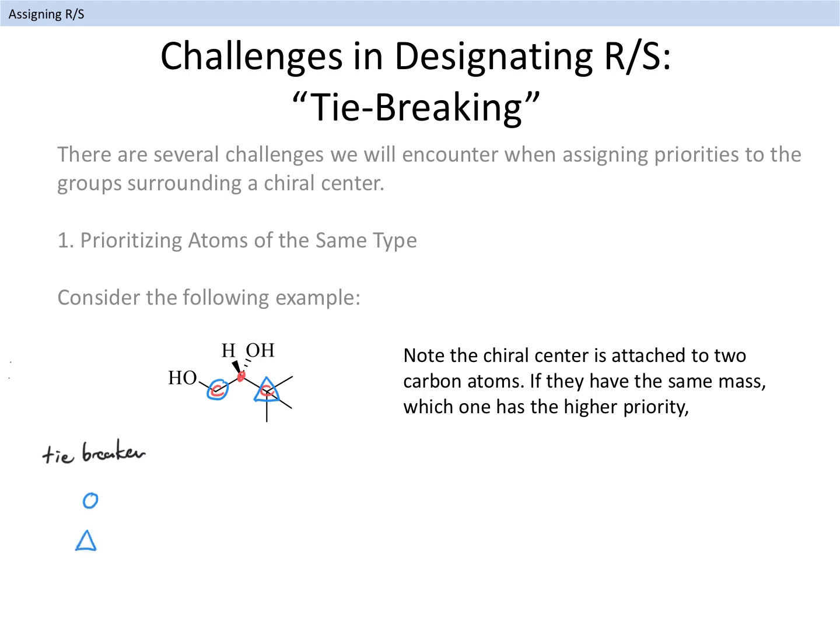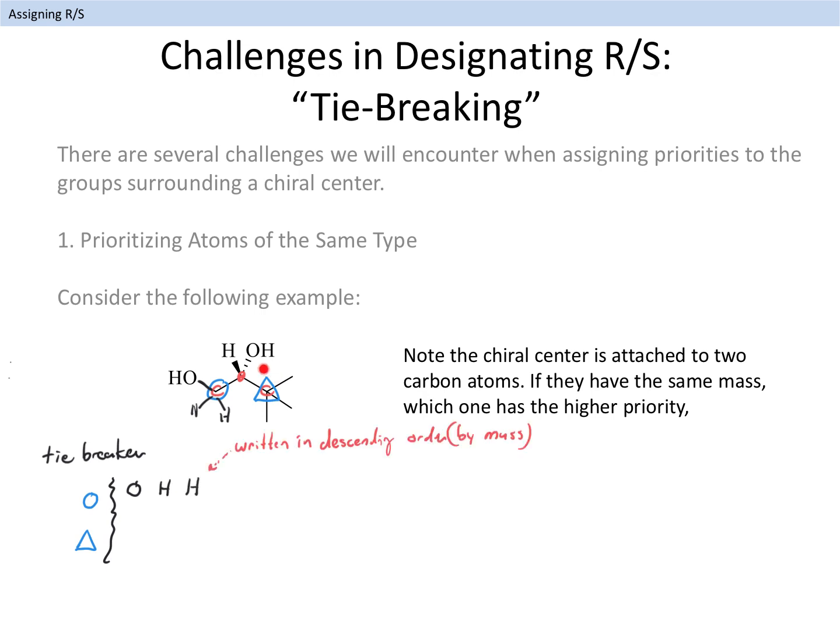Now we need to see if the tie can be broken. For this, we look at one of the tied atoms, say the carbon with the circle, and identify the three atoms bonded to this carbon, moving outward from, not towards, the chiral center. So for this carbon, there is a bond to an oxygen atom, a bond to a hydrogen atom, and another bond to a hydrogen atom. Place these atoms, from highest mass to lowest mass, in the row for the circle carbon.